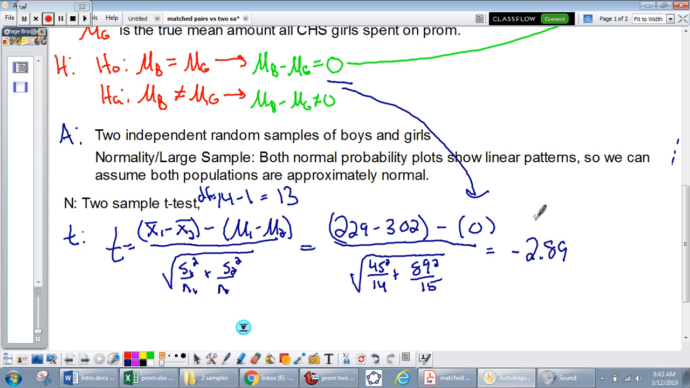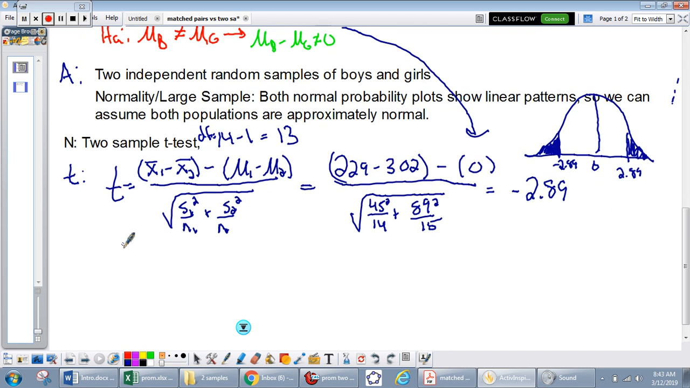So let's just again remember what this means. Here is my t-distribution, here is 0, here is negative 2.89, and this is part of my p-value. But since it's two-sided, I also have to go to 2.89. And this is all my p-value. Okay, so just remember that. Okay, so we're going to obtain our p-value, which is 0.009.